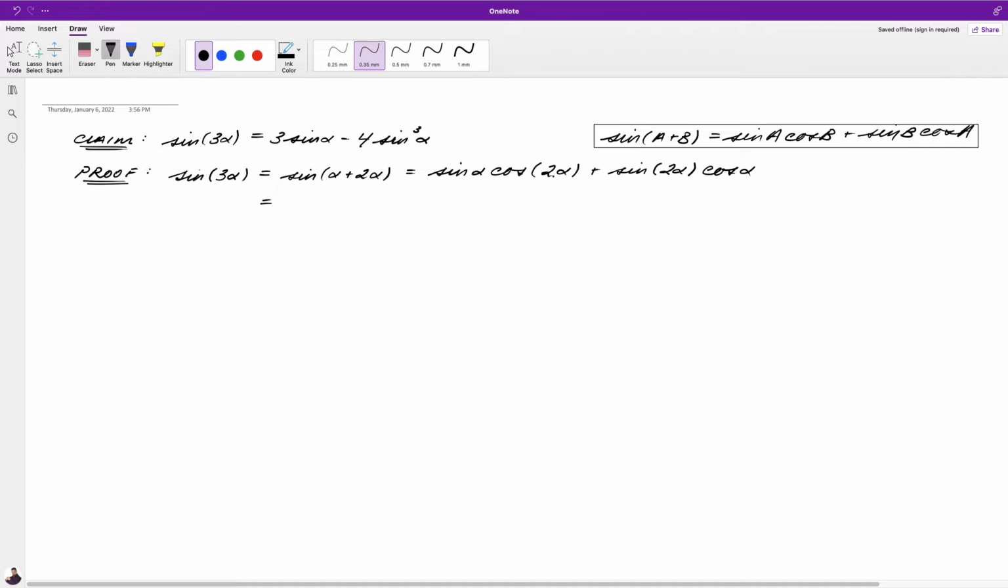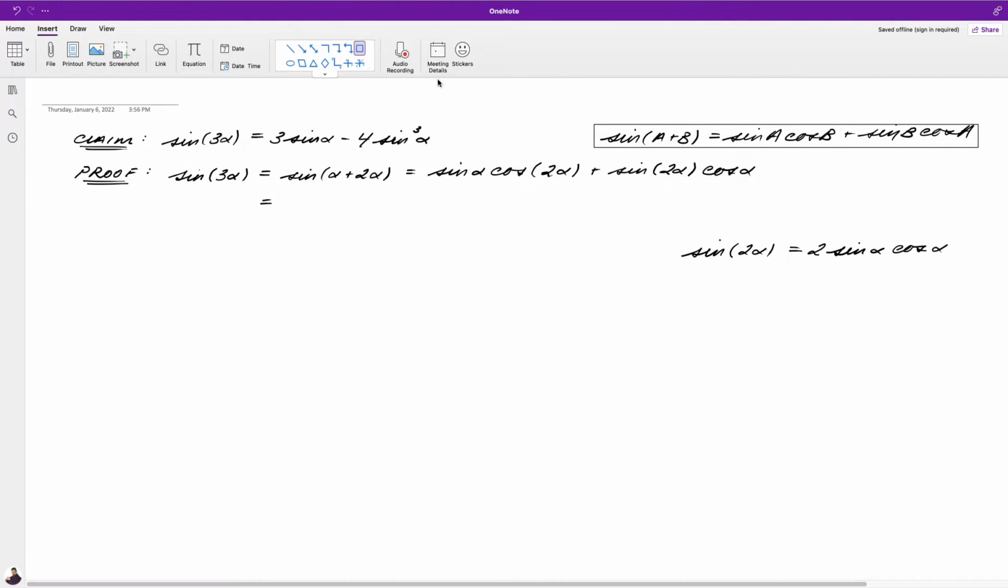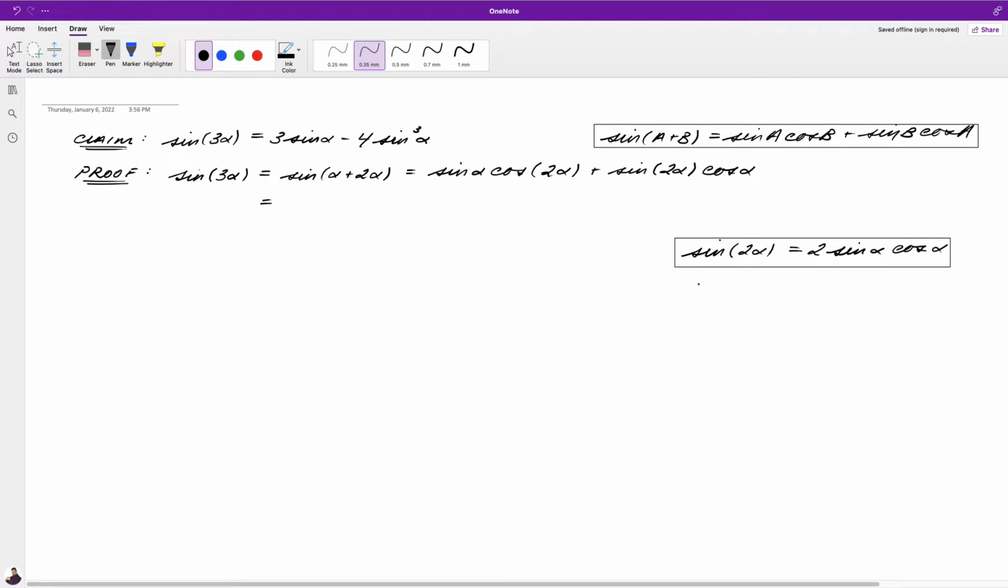Now, we've proven in another video that cosine of 2 alpha is equal to cosine squared alpha minus sine squared alpha. And we've proven in that same other video that the sine of 2 alpha is equal to 2 sine alpha cosine alpha. So I'm going to go ahead and use those identities here. And let's go ahead and establish that we're using them. So sine of 2 alpha equals 2 sine alpha cosine alpha. All right, so that we are going to use. And we're also going to use, of course, cosine of 2 alpha is equal to cosine squared alpha minus sine squared alpha.